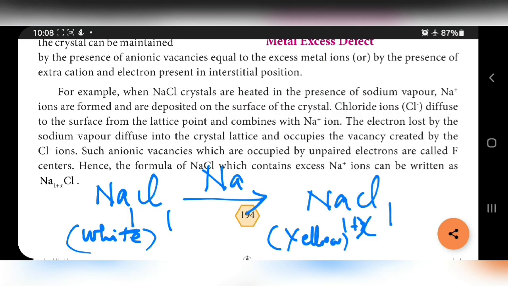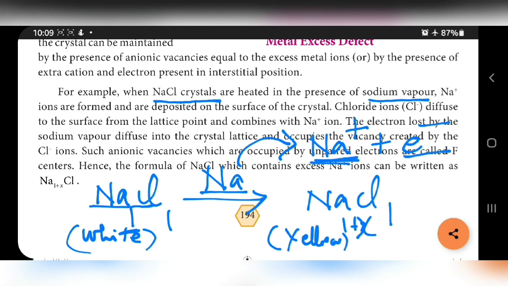For example, a NaCl crystal is heated in the presence of sodium vapor. Sodium ions are formed from the sodium. It is converted into Na plus by losing an electron. So Na plus ions are formed and are deposited on the surface of the crystal. The chloride ion diffuses to the surface from the lattice point and combines with Na plus.